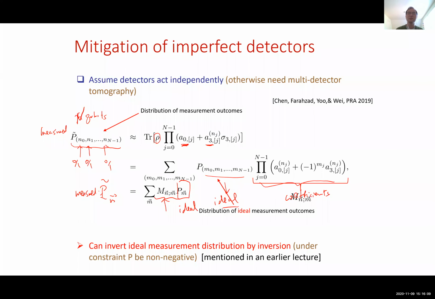Any questions? It's maybe a bit technical here, but the point is that this is what we measured, this is what we want, and we know how the detector functions. So we can sort of correct its error.